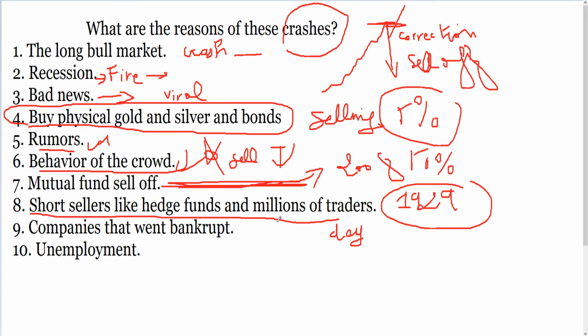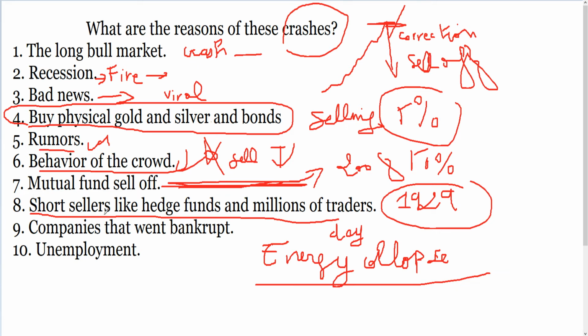Like, for example, if you can remember, the energy sector many years ago collapsed. Now who collapsed this, or who made this sector go down? It's the short sellers, hedge funds, millions of traders, and some mutual funds who sold this energy sector. That's why it collapsed. And you can see that a lot of people had a lot of losses because of this.